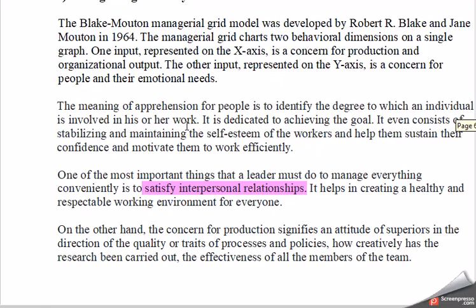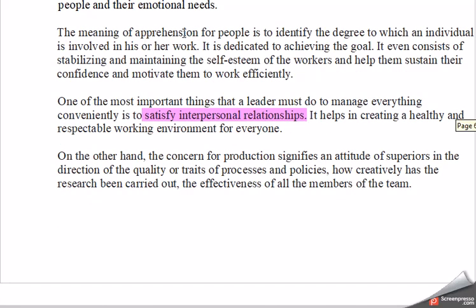So it is basically a link between how the production will be affected or benefited in relation to the employees' emotional needs. The concern for people is to identify the degree to which an individual is involved in his or her task. It is dedicated to achieving the goal. It even consists of stabilizing and maintaining the self-esteem of the workers and helping them sustain their confidence and motivating them to work efficiently. One of the most important things that a leader must do to manage everything conveniently is to satisfy interpersonal relationships. It helps in creating a healthy and respectable work environment for everyone.